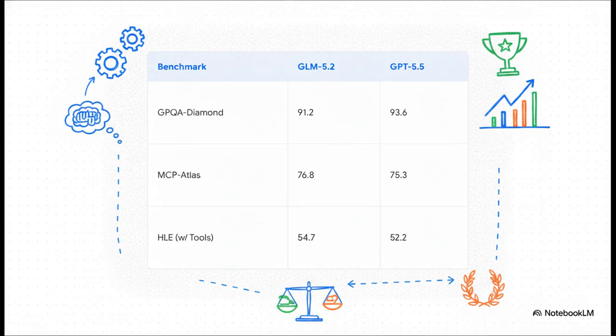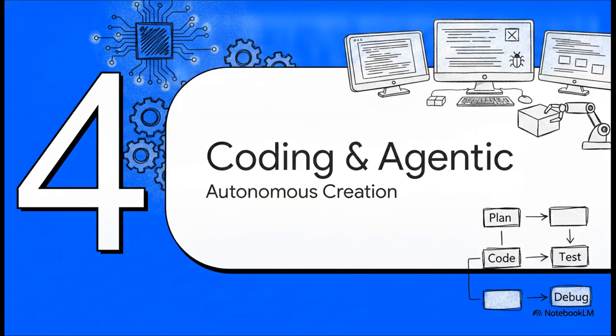Now, okay, GPT 5.5 does take the win in the GPQA Diamond benchmark, scoring 93.6 to GLM 5.2's 91.2, but the overarching narrative is crystal clear. GLM 5.2 is trading blows with and frequently defeating the most advanced proprietary models out there across deep reasoning and agentic tasks. Section 4. Coding and Agentic Engineering.